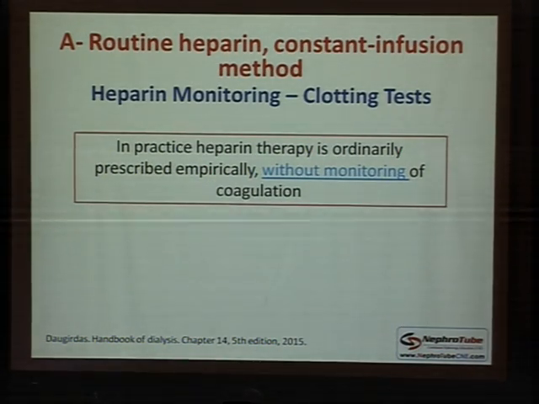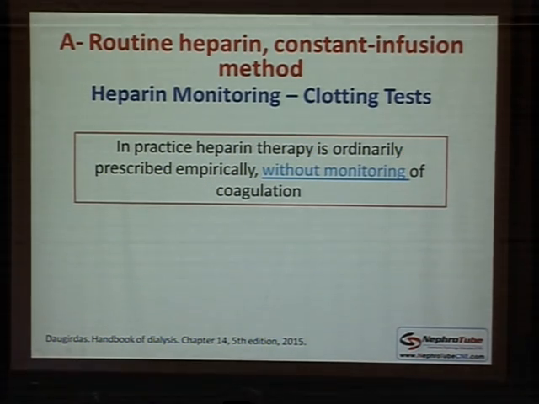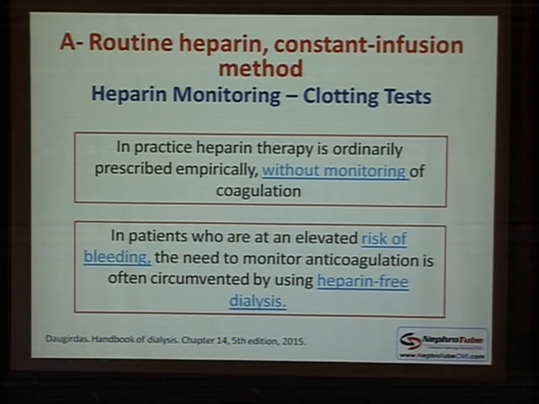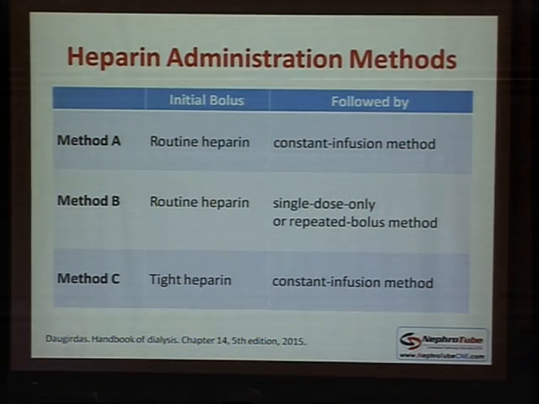Do we need to monitor the heparin clotting tests during heparin use? Do we have to repeat the activated partial thromboplastin time to monitor the level of heparin in the patient's body? Actually, in practice, therapy is ordinarily done without monitoring of coagulation. And if we are afraid because the patient is at risk of bleeding, we use heparin-free dialysis. So in practice, no one uses clotting tests to monitor heparin in our hemodialysis patients, although it may be written in some texts and articles.